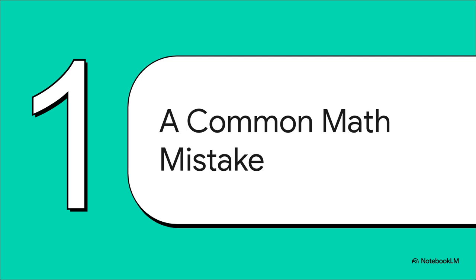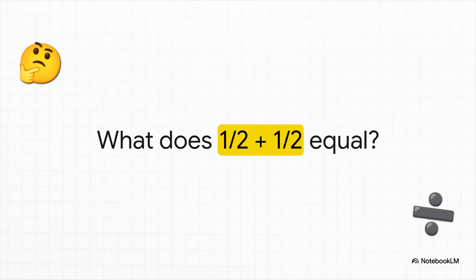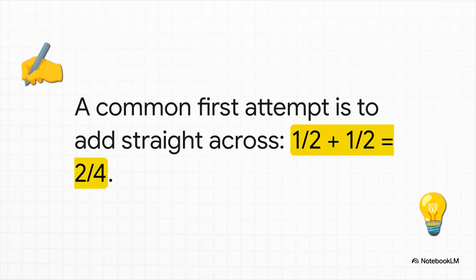It's an error that seems totally logical on the surface, but as you're about to see, it kind of breaks the whole system. So take a look at this. Super simple problem, right? What does 1/2 plus 1/2 equal? Now, you already know the answer is 1, but let's think about how we get there. A lot of people's first instinct is just to add straight across. I mean, it makes sense. 1 plus 1 is 2 on the top, and 2 plus 2 is 4 on the bottom. So you get 2/4. It feels right. You just added everything up.